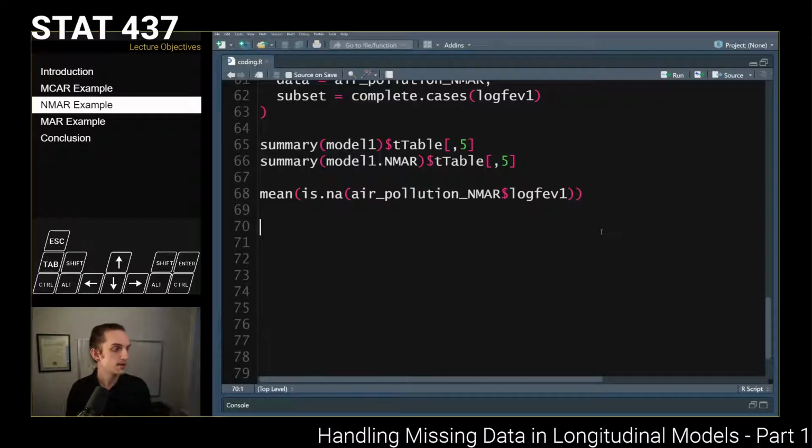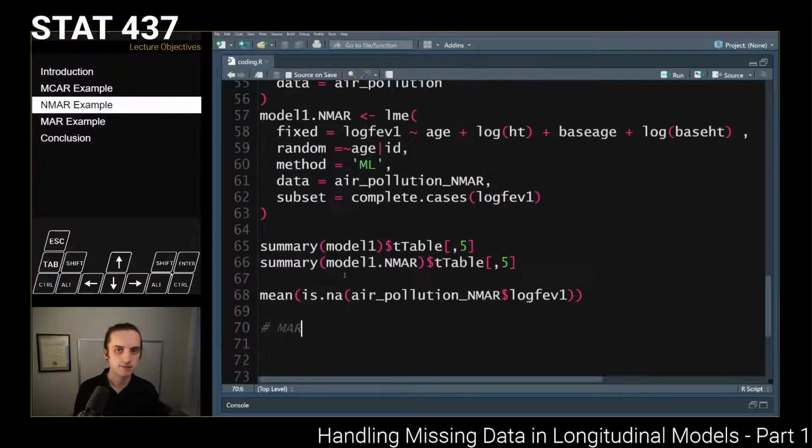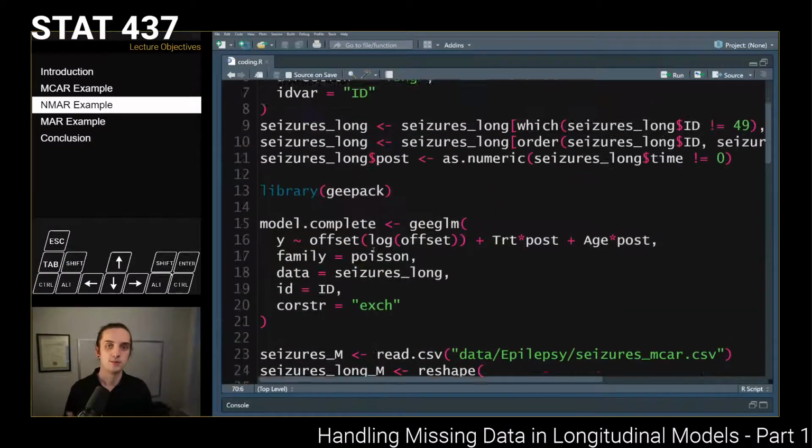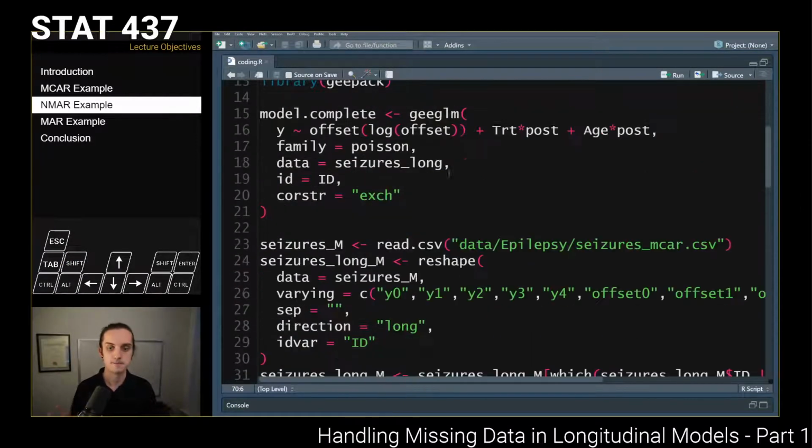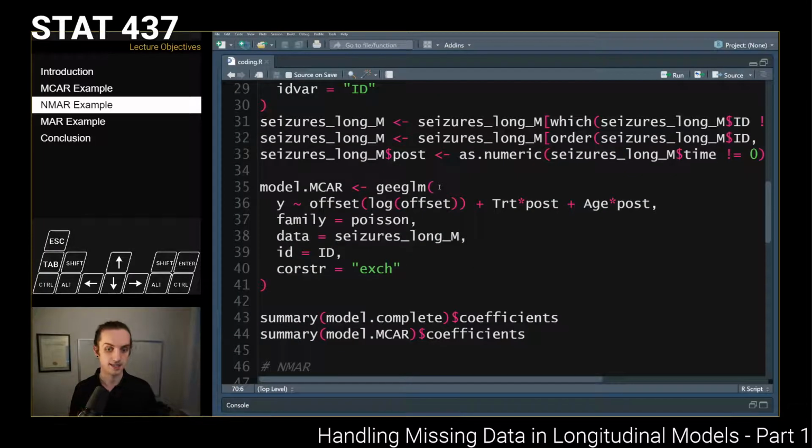Okay. So the last example that I want to look at, and the one that we're going to spend the most time with, definitely, is the missing at random data. Okay. And so we'll just make a note that now we're missing at random. And so to clarify, the differences between missing completely at random, not missing at random, and missing at random.